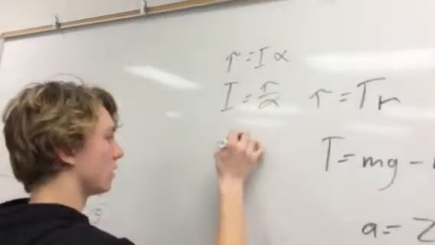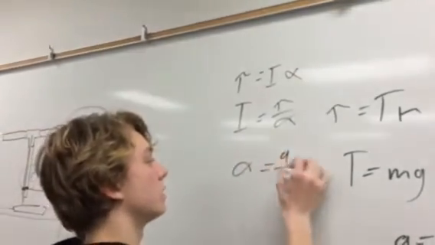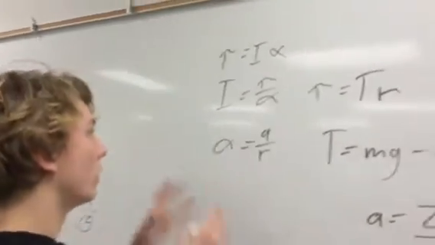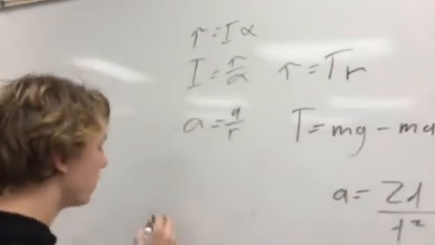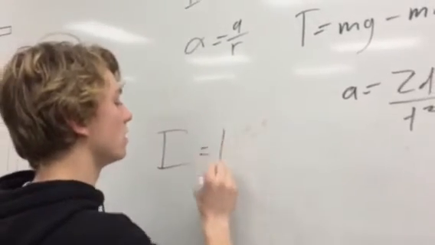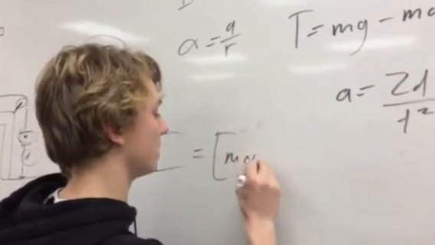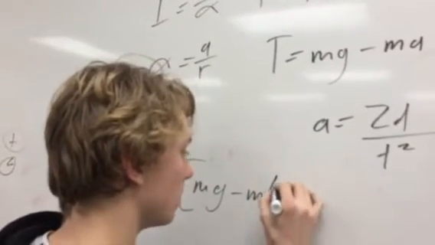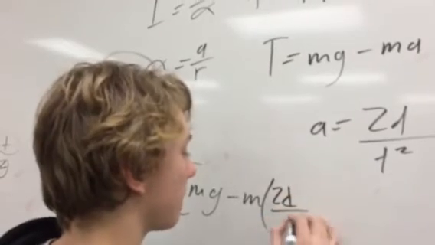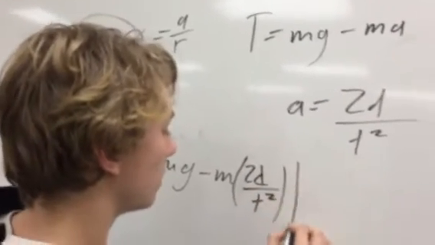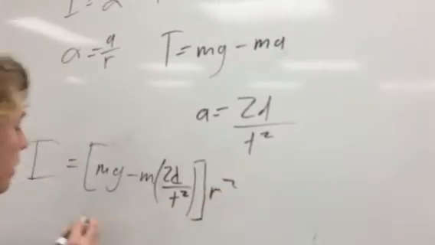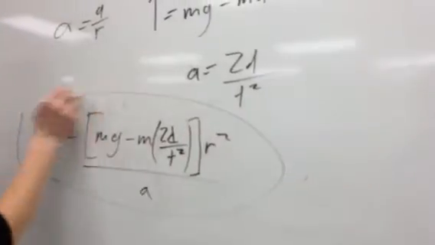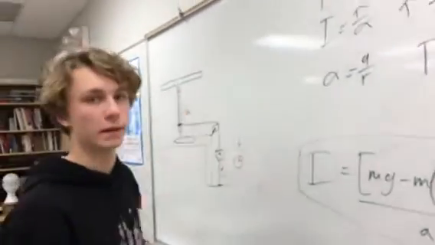Angular acceleration we still have to solve for. It equals normal acceleration over radius, like it always has. Combine all these equations to solve for I in terms of variables that we know. We have I equals mg minus 2d over t squared, brackets, r squared, all over acceleration. This is theoretically what I equals in terms of the variables we know in this lab.